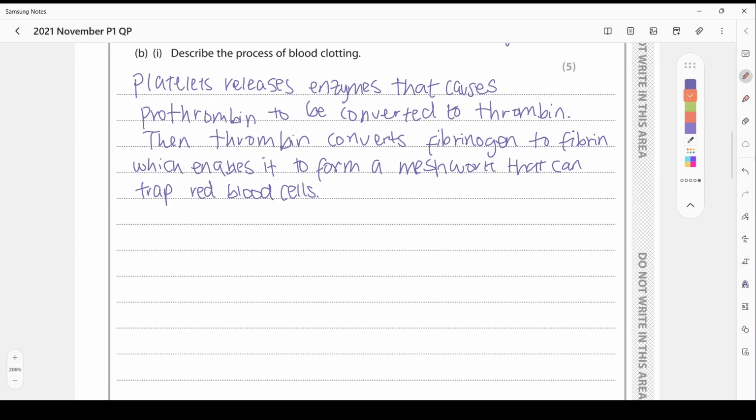Okay, so we've got platelets release an enzyme, that's one mark. Enzyme, that's another mark. That causes prothrombin to get converted to thrombin. That is a third mark. And the fourth mark would be fibrinogen to fibrin. And the fifth mark would be a meshwork is formed that can trap the red blood cells. So that is the 1, 2, 3, 4, 5, 6 marks.